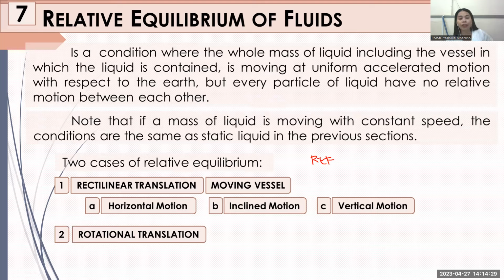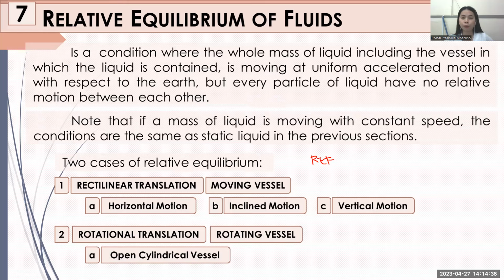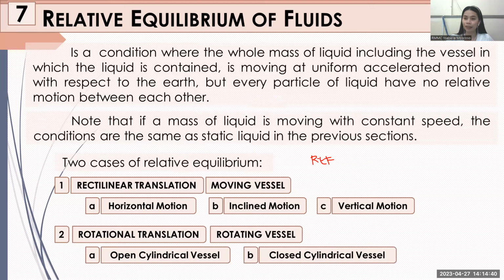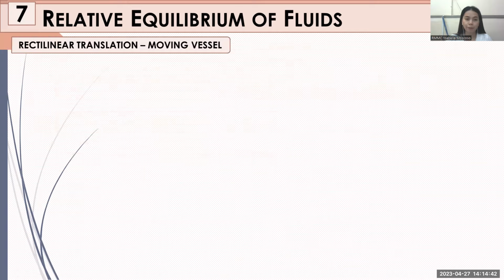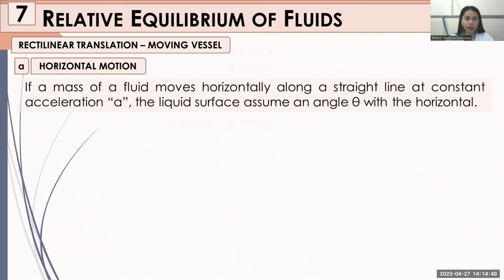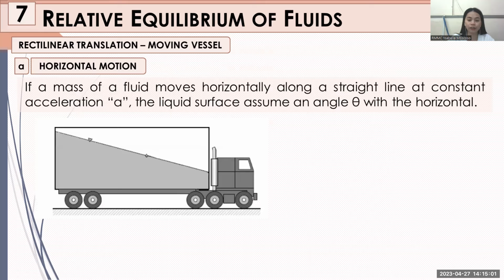Another case for your relative equilibrium is your rotational translation. That is your rotating vessel. So, pag-uusapan natin yung open cylindrical vessel and closed cylindrical vessel. Okay? First, let us try to define your horizontal motion for rectilinear translation. According to this, if a mass of a fluid moves horizontally along a straight line at a constant acceleration a, the liquid assumes an angle theta on the horizontal.